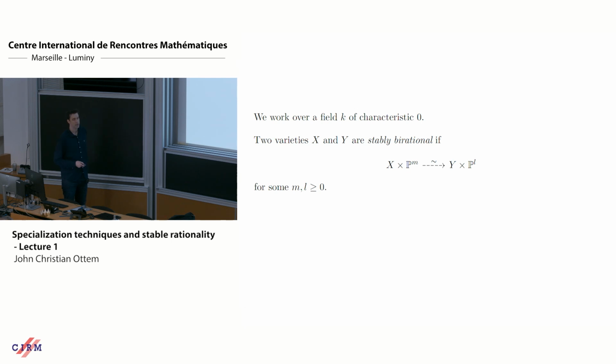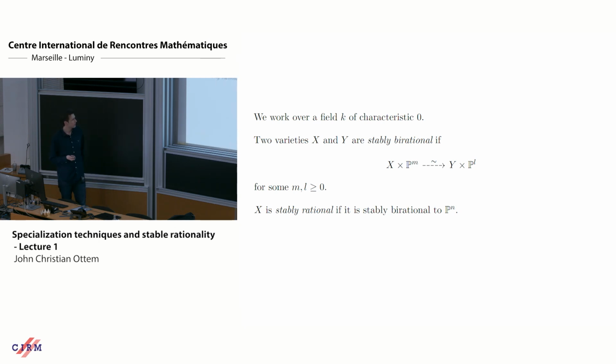Let's say that 2 varieties, x and y, are stably birational if they become birational after taking products with some projective spaces. So 2 varieties are birational if there are open isomorphic subsets on both, and we say that 2 varieties are stably birational if they become birational after taking a product with projective space. And x is stably rational if it's stably birational to a projective space or stably birational to a point.